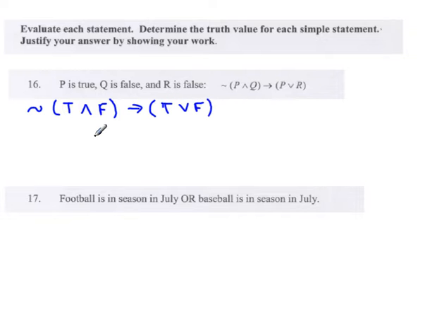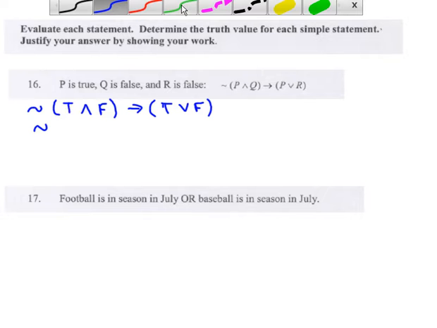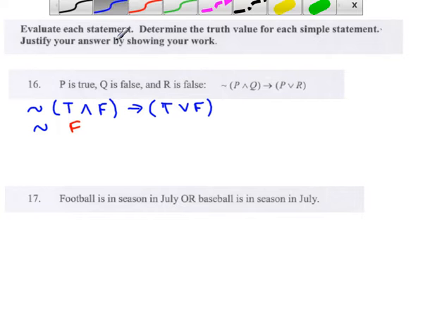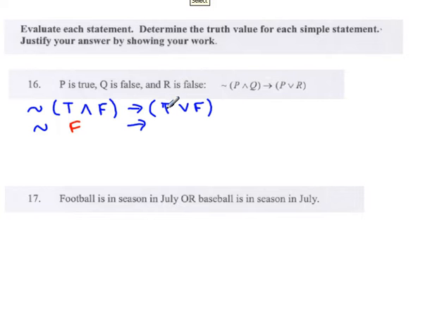Okay, now we follow the dominance order, which means we're going to do inside the parentheses here first. So true and false. When you evaluate true and false, remember that's going to be false because true and true is true, all else is false. And when you evaluate true or false, if you recall, false or false is false, so this would be a true statement.